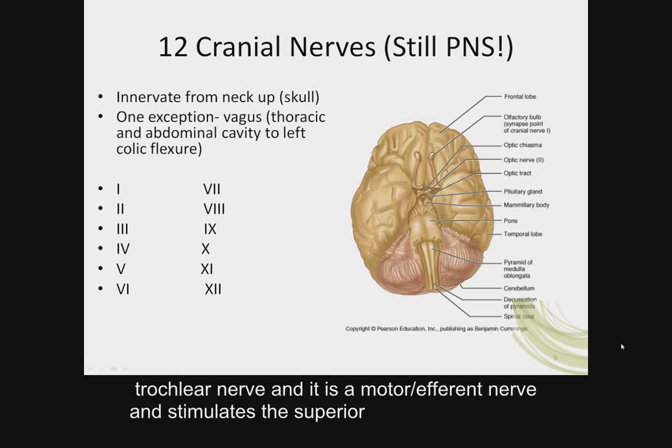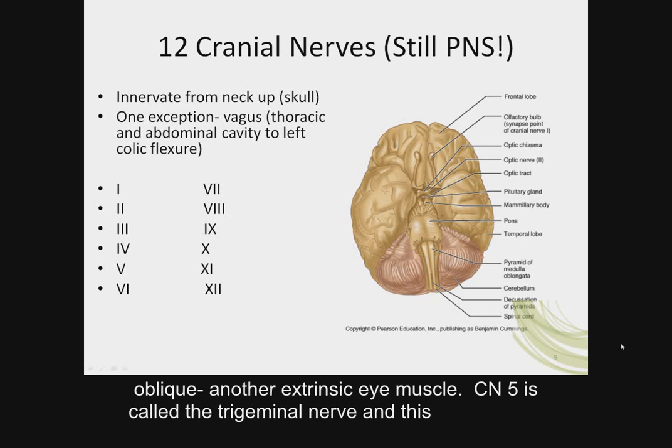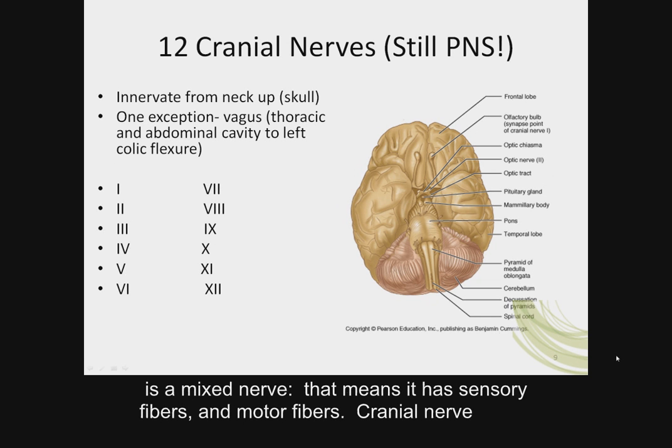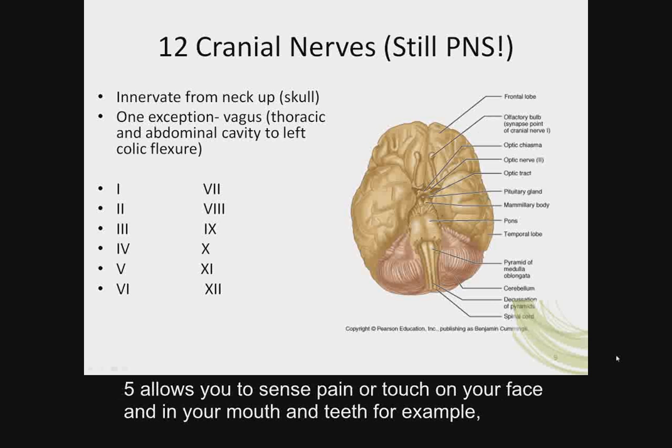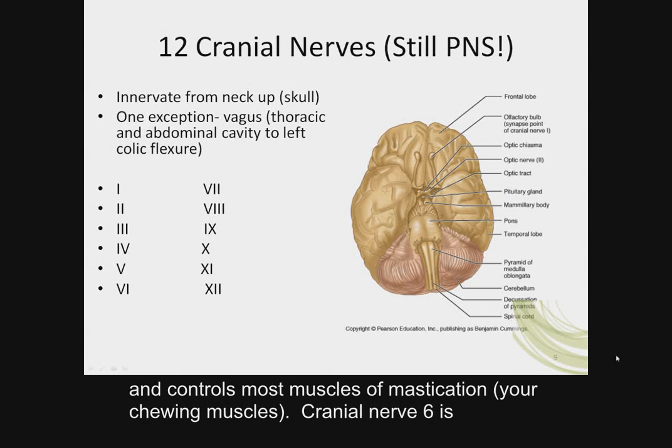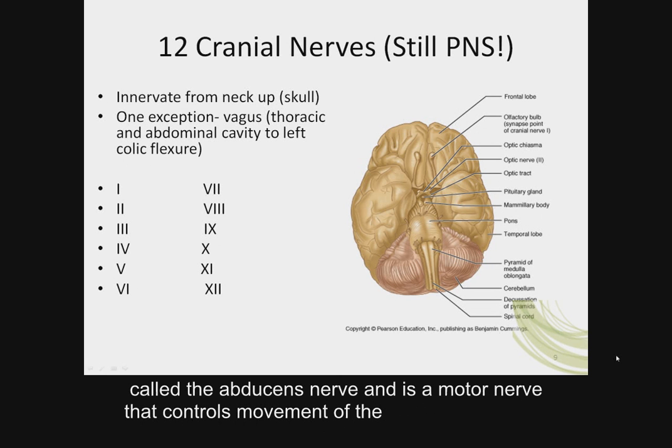Cranial nerve 4 is called the trochlear nerve, and it is a motor/efferent nerve and stimulates the superior oblique, another extrinsic eye muscle. Cranial nerve 5 is called the trigeminal nerve, and this is a mixed nerve. That means it has sensory fibers and motor fibers. Cranial nerve 5 allows you to sense pain or touch on your face and in your mouth and teeth, for example, and controls most muscles of mastication, your chewing muscles.